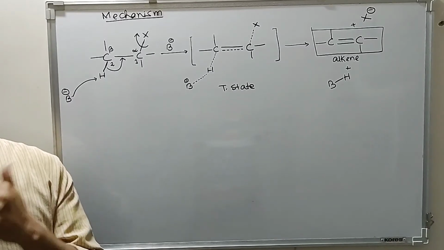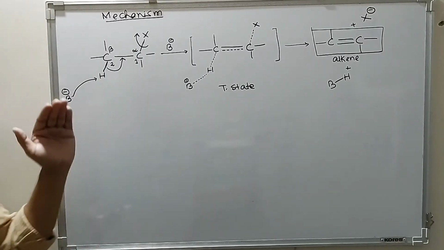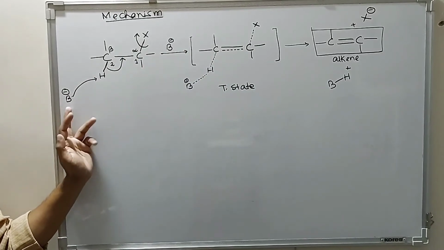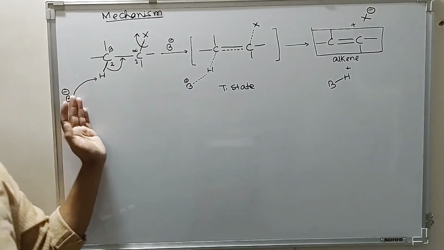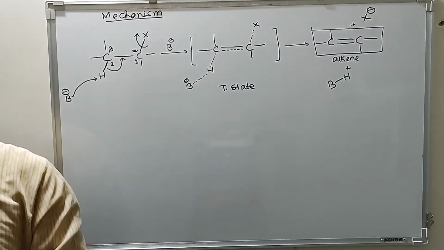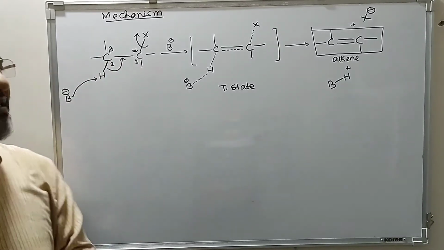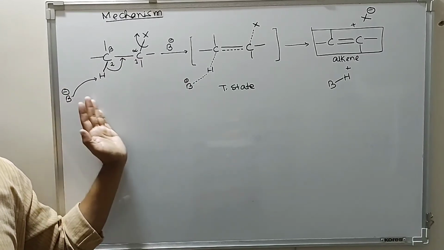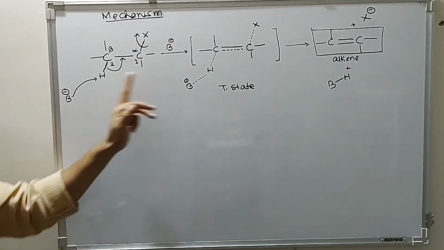is 2. Now the reaction does not proceed in the absence of this base, because the requirement is that we should have a strong concentrated base. So the rate of reaction changes as the nature and the concentration of base changes.